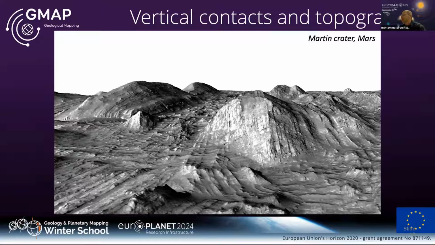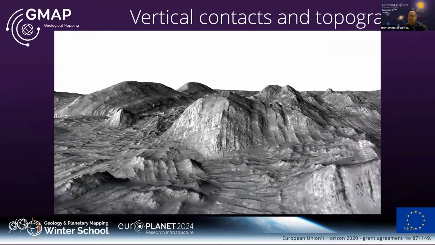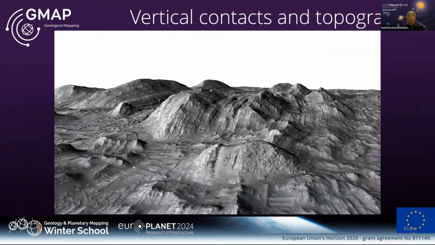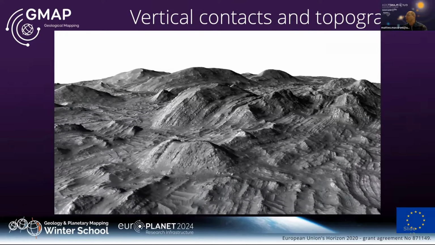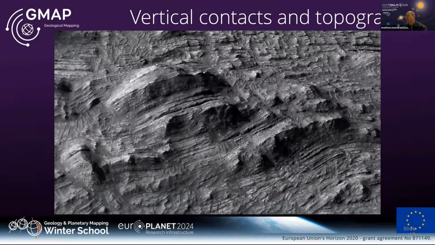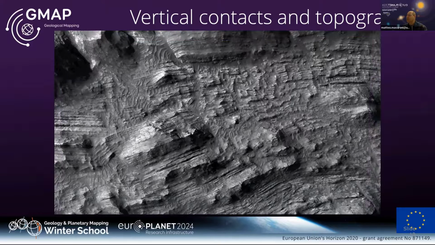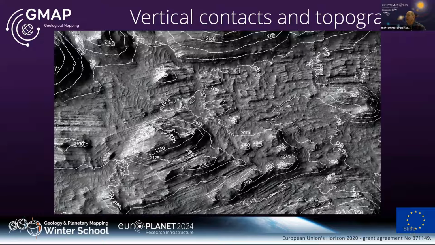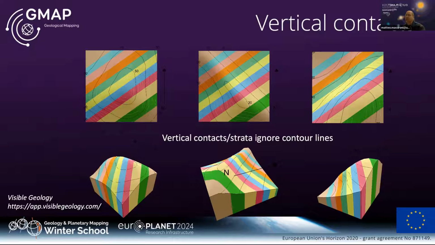planetary environment. This is Martin crater on Mars, in which we have vertical stratifications. And also in this case, we can try and see how these contacts behave with respect to the contour lines. We can put ourselves in planar view from the vertical contacts, and then we can superpose the contour lines. And we see that in this case, the contact doesn't care about the shapes of the contour lines. So the vertical contacts ignore completely the contour lines.